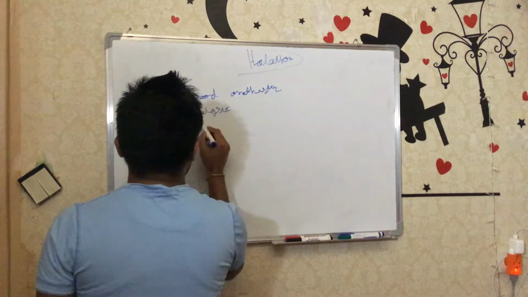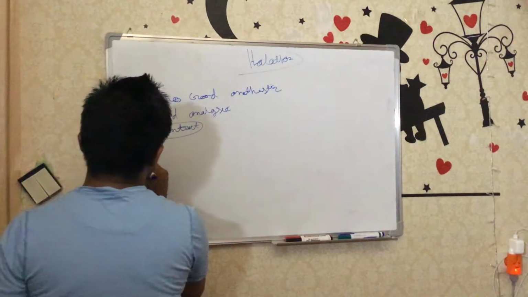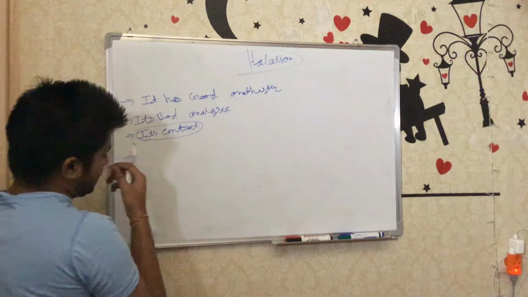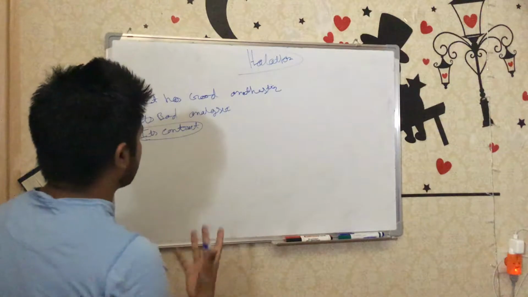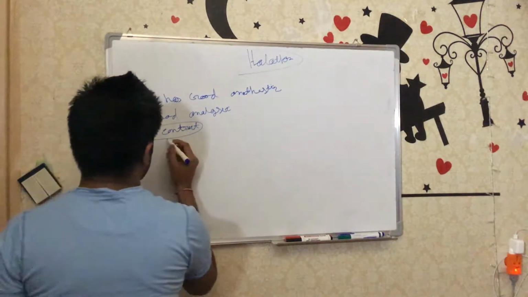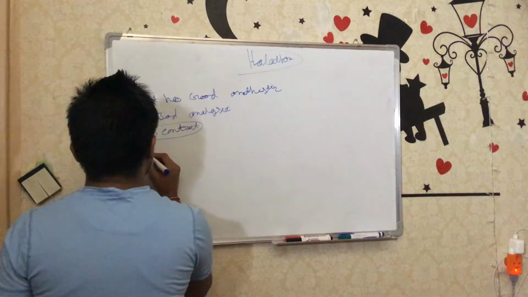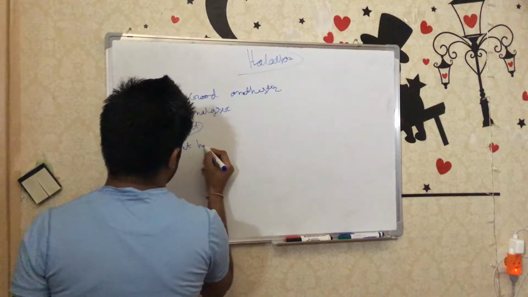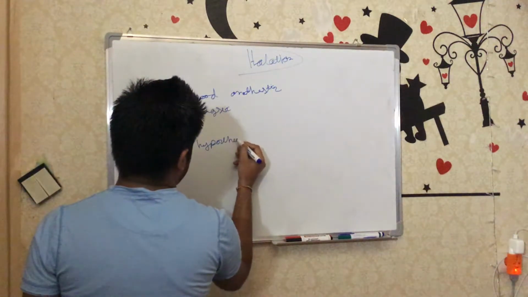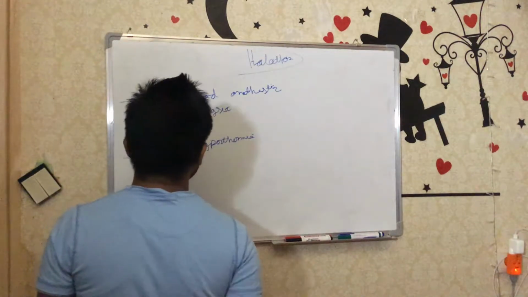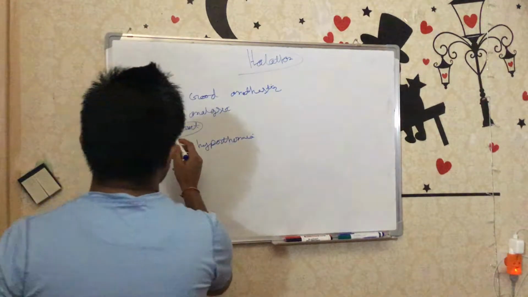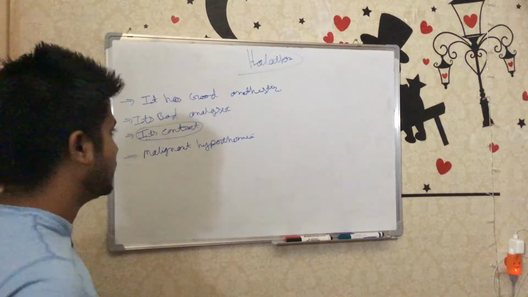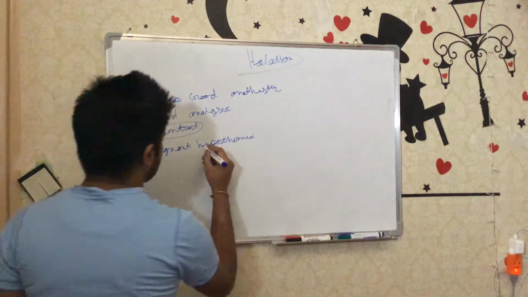So due to contraction, it generates malignant hyperthermia. Hyperthermia means what? It increases the body temperature. And how does it increase the body temperature? By the contraction of the muscles. Because of the muscle contraction, it stimulates our thermoregulatory center in the hypothalamus in the brain, and that's why the temperature increases.